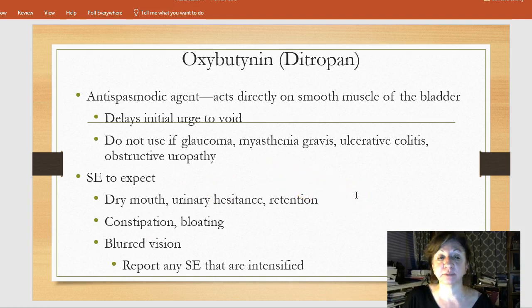Oxybutynin, an antispasmodic agent, works directly on the smooth muscle of the bladder. It delays the initial urge to void. And then there are some conditions listed here that it should not be used with, of course. But there are a lot of people who take Ditropan or oxybutynin.